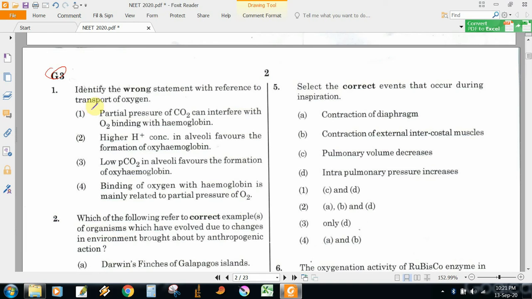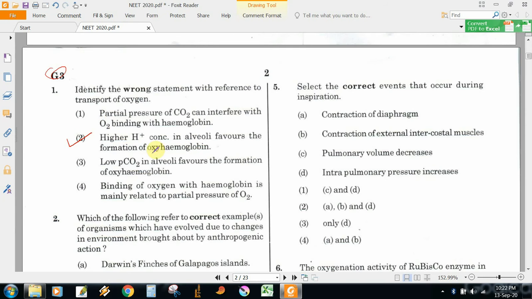The first question is: identify the wrong statement with reference to transport of oxygen. The options are: partial pressure of CO2 can interfere with the O2 binding with hemoglobin; higher concentration of H plus ions in the alveoli favors the formation of oxyhemoglobin. They have asked for the wrong statement, so obviously the second statement is the wrong statement.